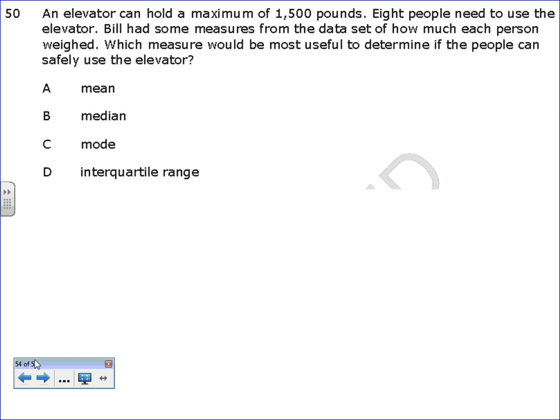So, keyword here would be most useful. Okay? This, you should rule out. This is no-no. Okay? How often somebody's weight occurs is not going to help us. That is a bad choice. The next that I would rule out is my median. Why? Because this is my middle number, and it doesn't account for outliers. Okay? It doesn't tell me if I have any outliers.